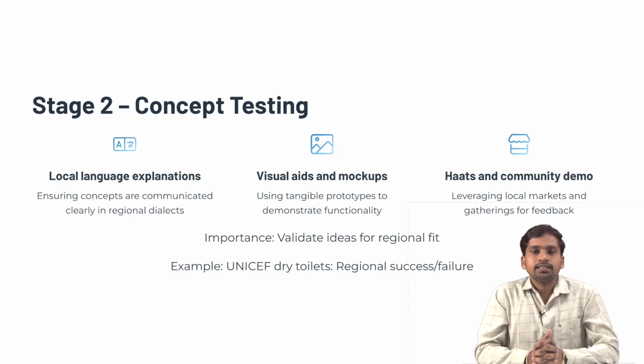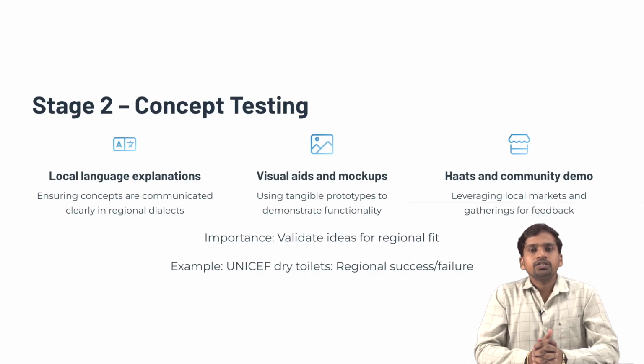This is concept testing. Given that rural India is incredibly heterogeneous, meaning it varies greatly from one place to another, concept testing must be region specific. It must account for cultural, economic, and environmental differences. What are some key aspects to consider during this stage?